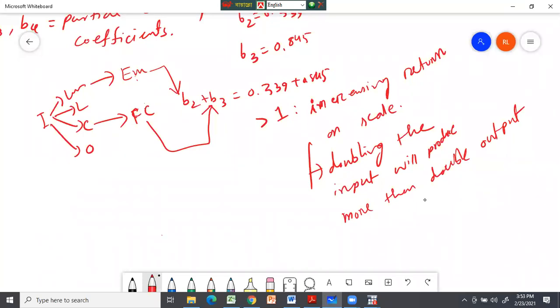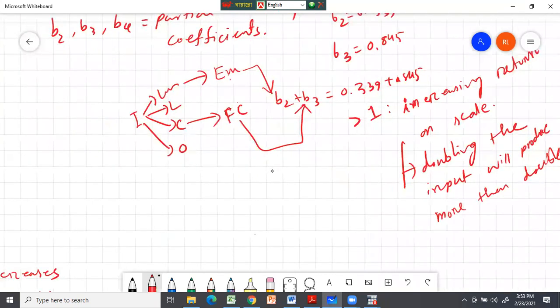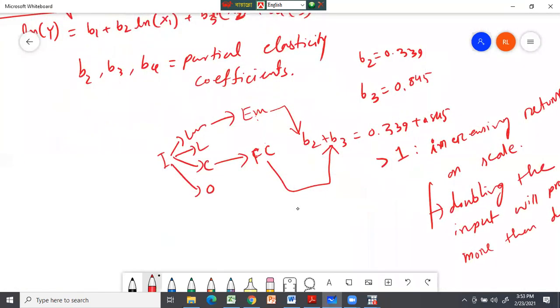Increasing return to scale, in plain English, means if you double the input of your employment as well as your fixed capital, this will produce more than double output. That means if you have increased the inputs 2 times, it will produce more than 2 times output. Okay, so that is what we have found from this explanation.